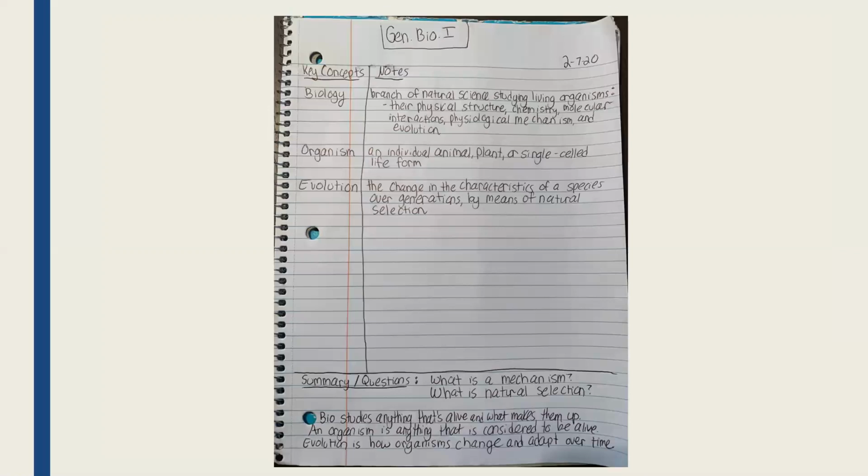So back to this general biology example, you can see here in the left column, those key concepts are biology, organism, and evolution. And then the right column are the notes about those topics. And that's basically just their definitions. Then at the bottom, you can see there are two questions. What is a mechanism and what is natural selection? So those two terms come from the key concept definitions. So you would also want to define mechanism and natural selection just to help you have a full picture of those key concepts and totally understand what they are and what they mean.